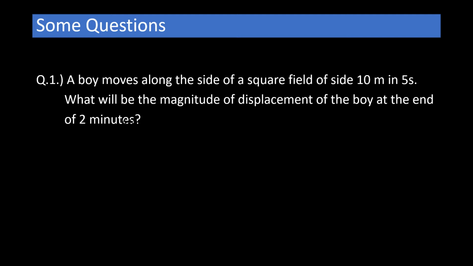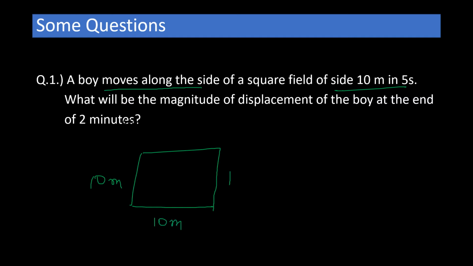Here, a boy moves along a straight line, which is part of a square field, and the square field has side 10 meters. Every side is 10 meters because all the sides of a square are equal. It's written that the boy is moving along the side of the square in 5 seconds. So from here to here the boy takes 5 seconds, as mentioned in the question. What will be the magnitude of the displacement of the boy at the end of 2 minutes?